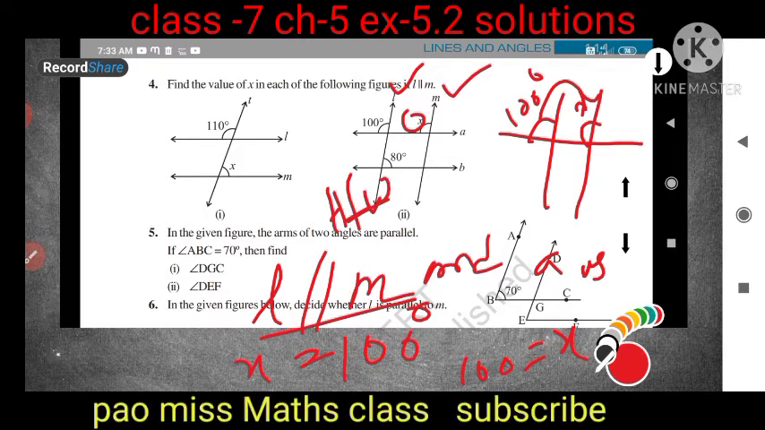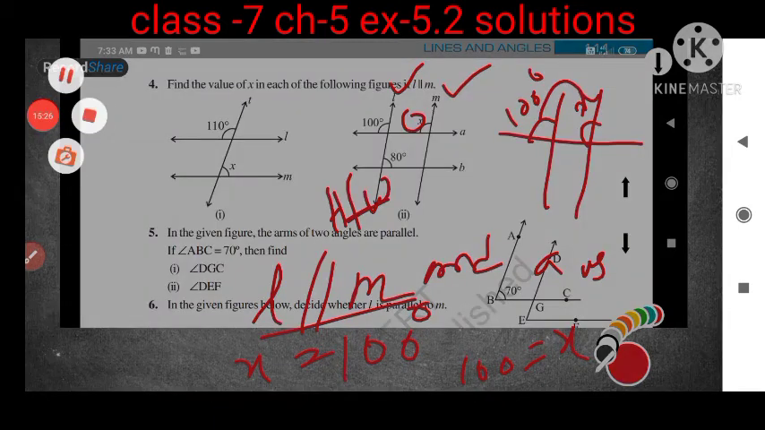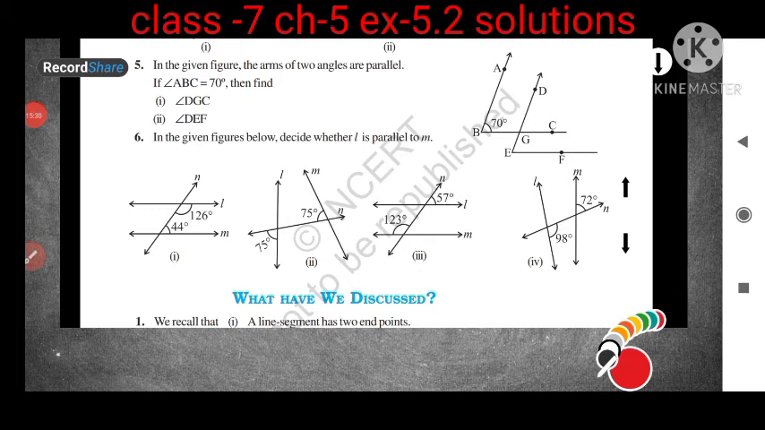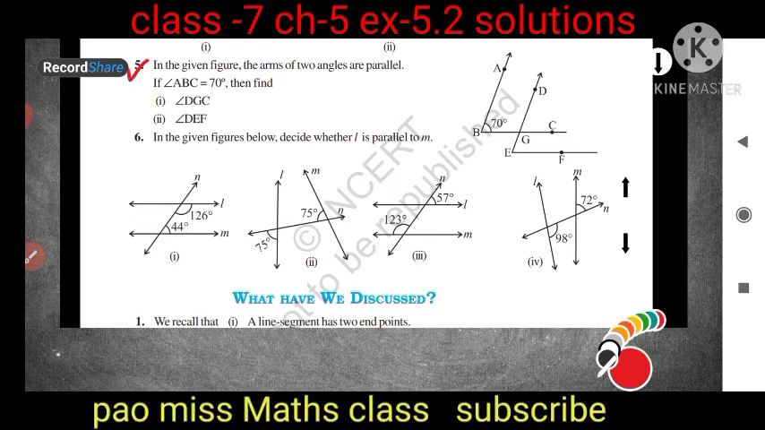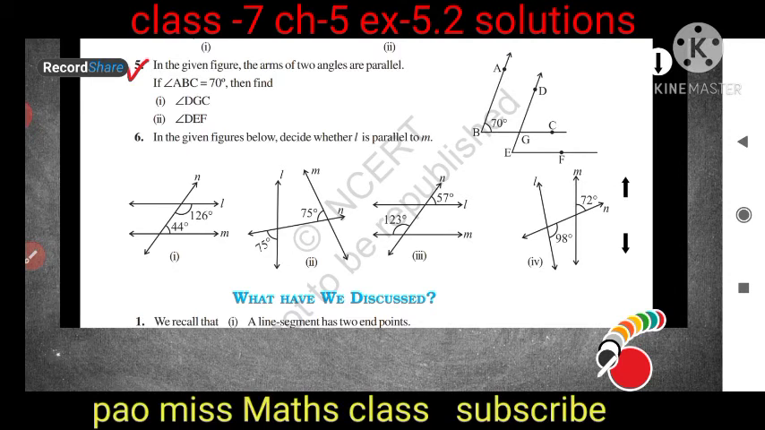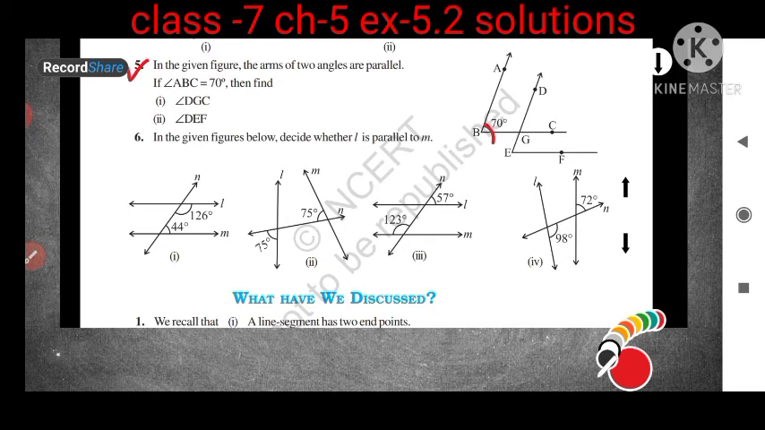Now come to question number 5. So question number 5 is given. In the given figure, the arms of two angles are equal. Arms of two angles are equal, okay? If angle ABC is 70 degrees. Now ABC is what? 70 degrees.